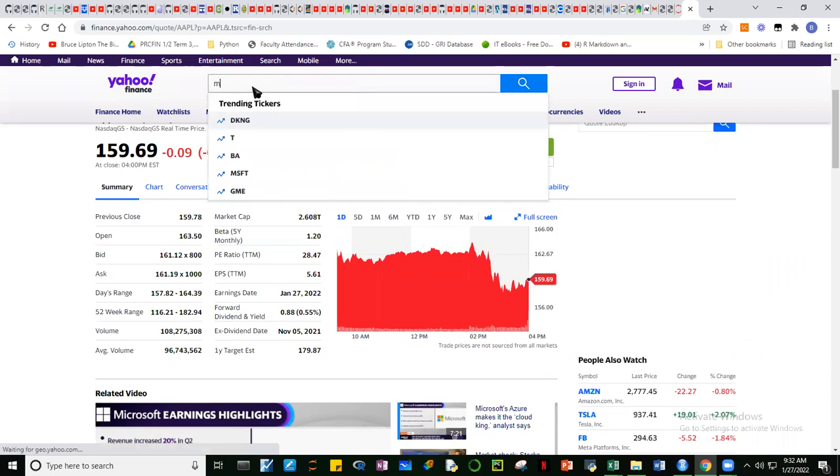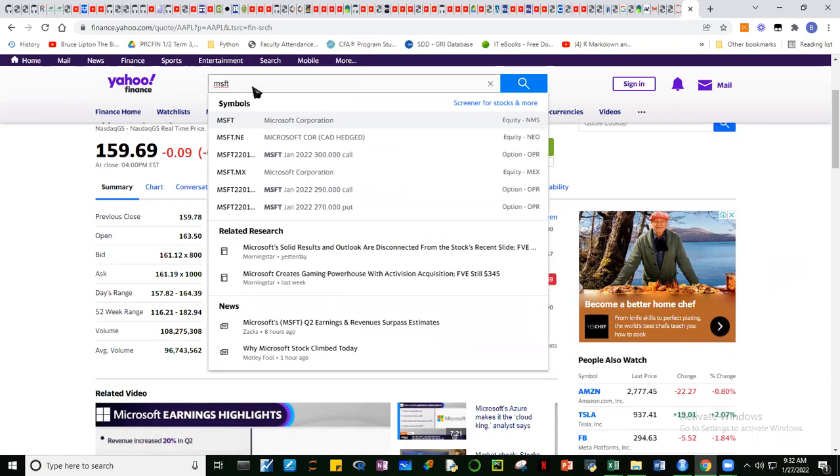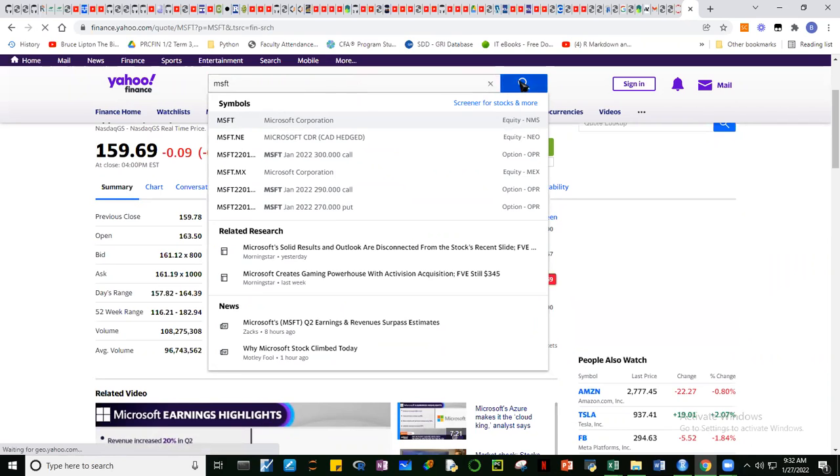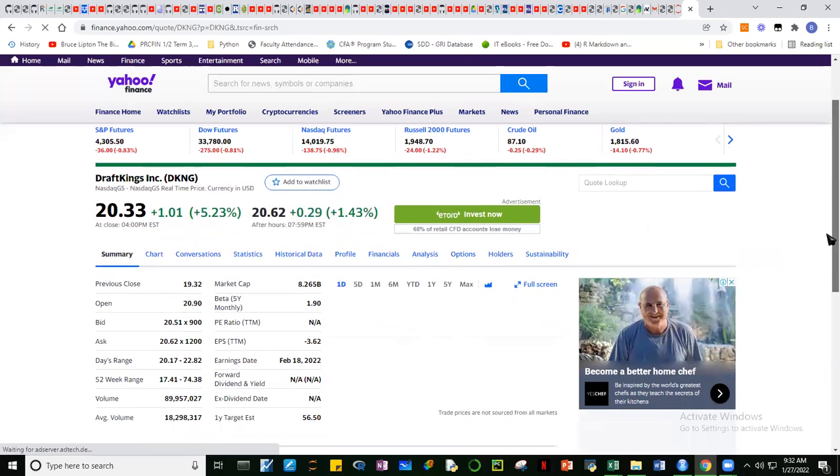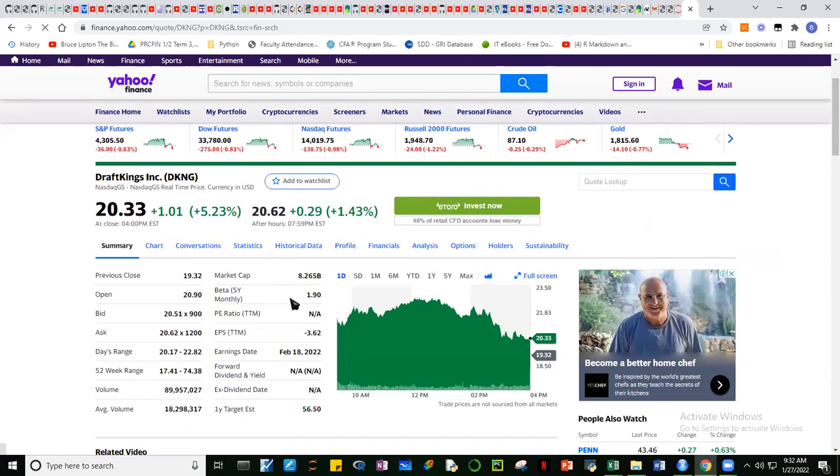So, for example, si Microsoft. Tignan natin si Microsoft, MSFT. Let's take a look at the beta of Microsoft. Okay, so take note guys that Yahoo computes yung beta based on 5 years monthly data. Okay, so ganun yung pag-compute niya. Syempre, you'll get a different beta if the time period is different. Kung daily o weekly ang ginagamit, magiging iba yung data, yung beta.